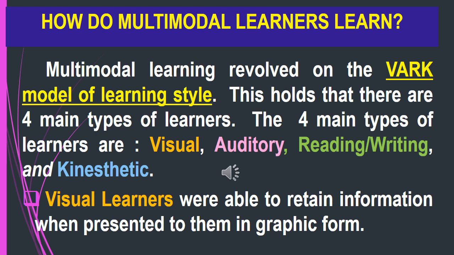The next chapter will be how do multimodal learners learn. Multimodal learning revolves around the VARK model of learning styles. This holds that there are four main types of learners: visual, auditory, reading and writing, and kinesthetic. Visual learners are able to retain information when presented in graphic form. Examples of graphic forms are diagrams, symbols, or images.